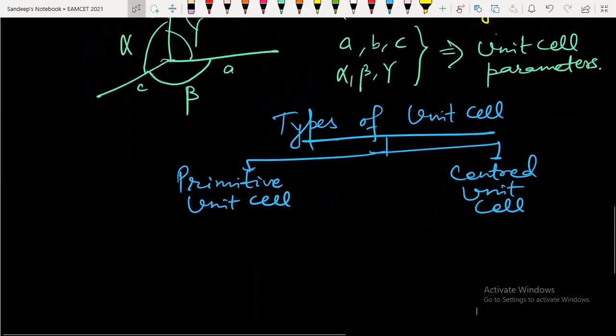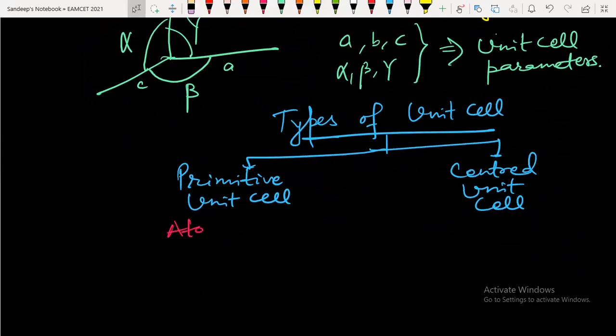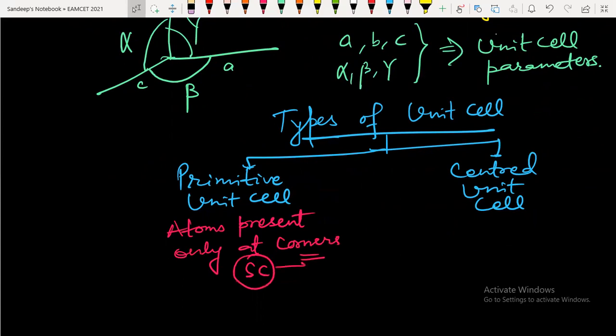Primitive unit cells have atoms only at corners. One of the common examples is the simple cubic unit cell.